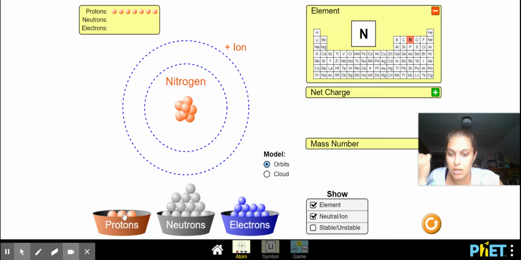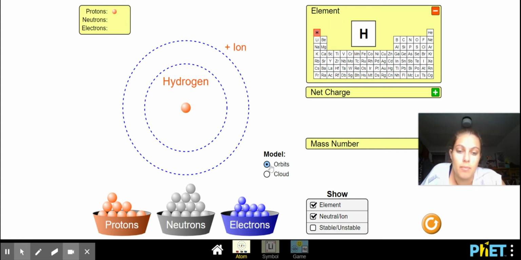So let's get back down. Let's throw that somewhere. So you get all the way back down to hydrogen. It's also interesting that it lets you do a cloud of electrons or orbitals, which we'll talk about later. You can note up here that it's a plus one ion.